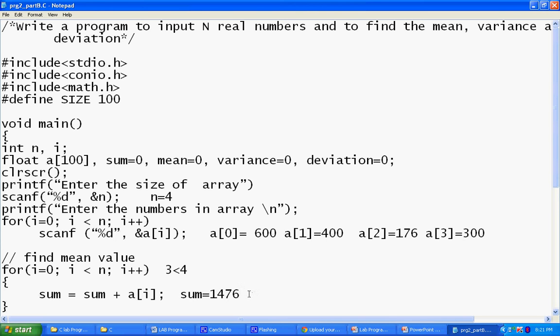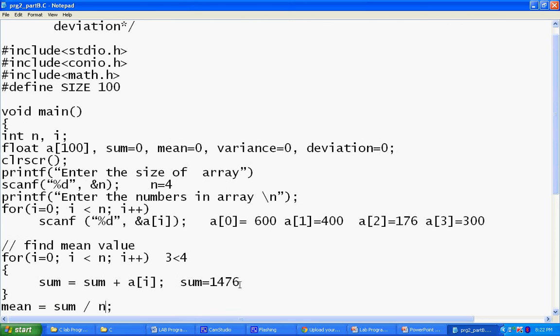As we have found the value of sum here, as sum is equal to 1476, the loop continues where the value of i will become 4. 4 less than 4 makes the loop condition false. So definitely the loop will come out of there. The control jumps to the next statement where we are finding the average of it. We are writing mean is equal to sum divided by n. As we know, the value of sum is 1476 divided by the value of n, which is 4. When we do this, let us just go for calculating what the value is here.